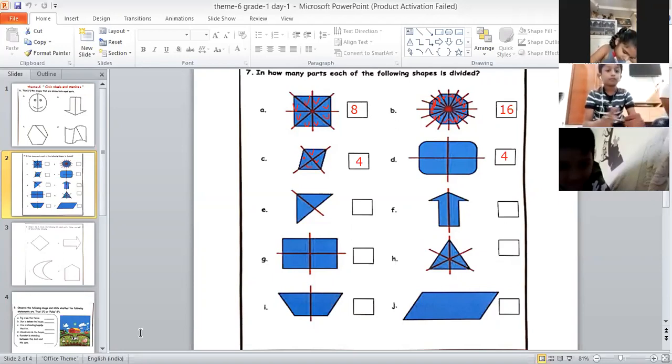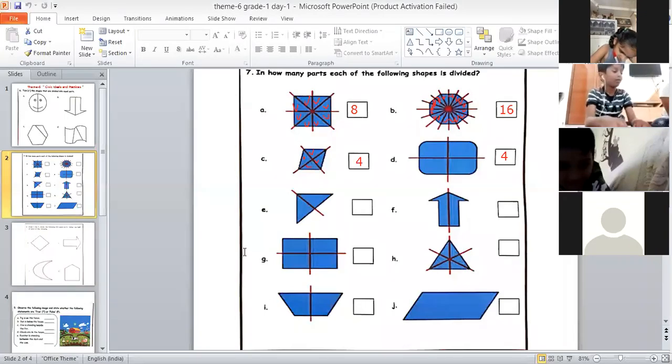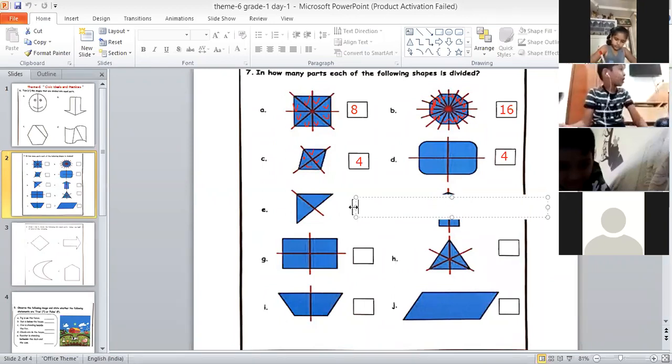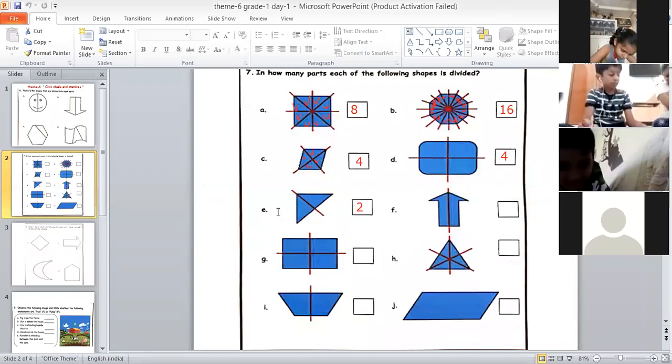Siddharth, are you there? Yes, ma'am. Siddharth, tell me the fifth bit. The fifth shape is divided into how many equal parts? 2 parts. Ma'am, the next one is also 2 parts. No, Siddharth, this is not the right way. You need to answer only one question at a time. Yes, so the fifth shape is divided into 2 parts. That's correct.